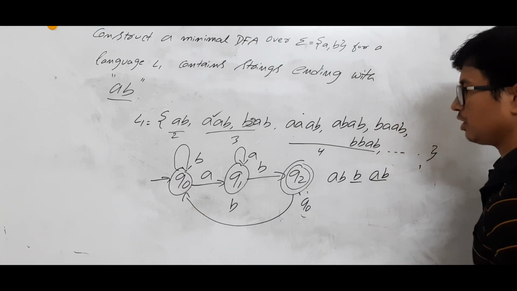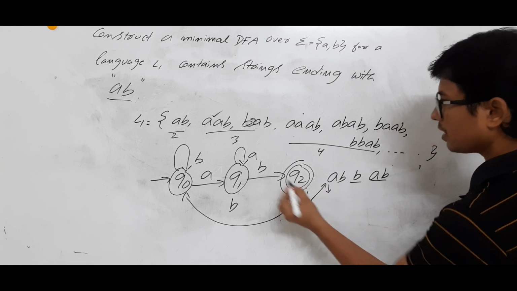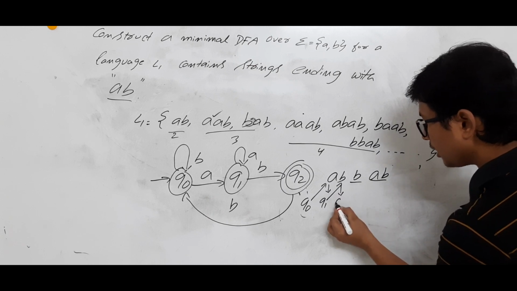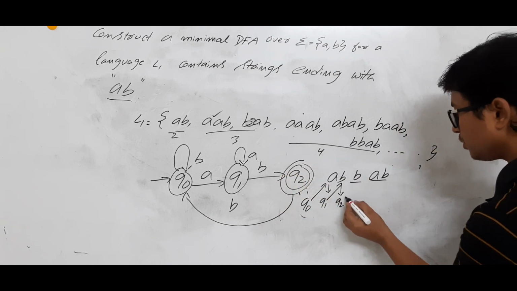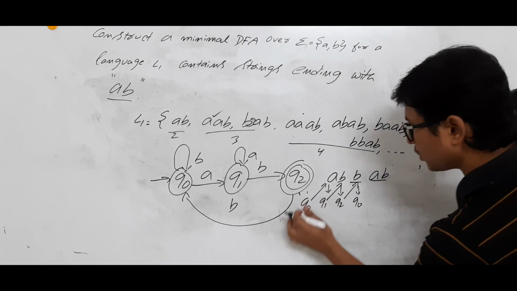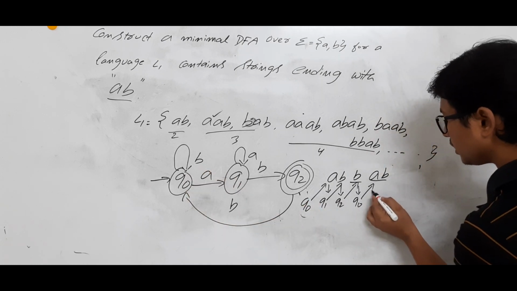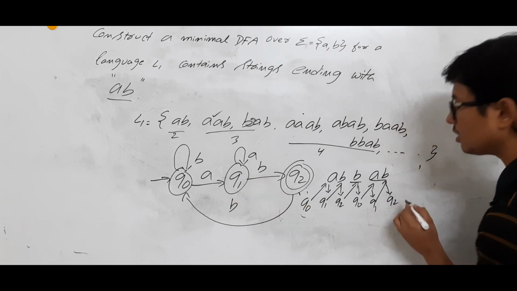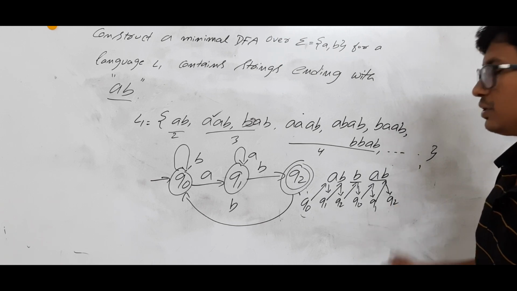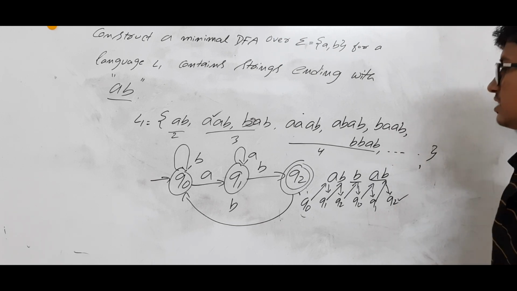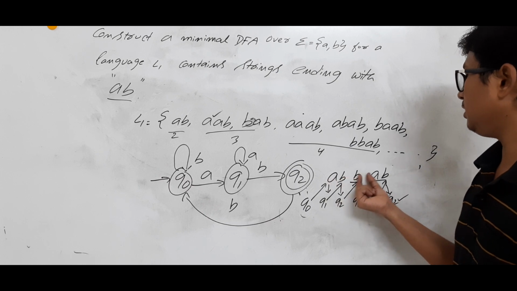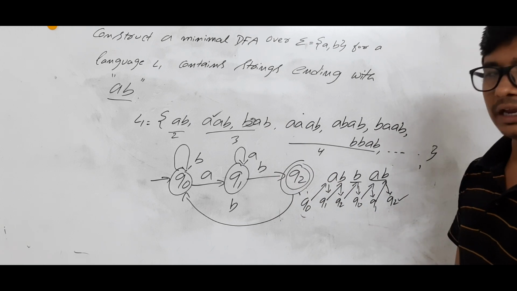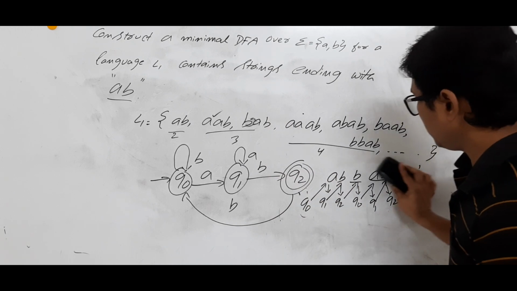I am in the state Q0. On A, I am going to Q1. Q1 on B, I am going to Q2. Q2 on B, I am going to Q0. Q0 on A, I am going to Q1. Q1 on B, I am going to state Q2. Is Q2 a final state? Yes, Q2 is a final state. So I can say that ABBAB is accepted by the DFA, which belongs to this language L1. Okay, so it is correct.